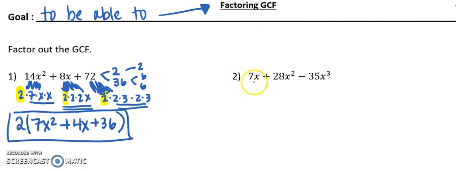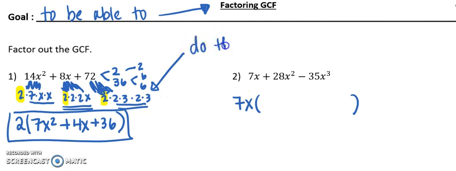Okay? So let's go over here and look. What's the biggest number that goes into 7, 28, and 35? So you can break it up like this, but I'm going to go ahead and just go straight to it. It's going to be 7. And then look, this has an x, this has an xx, and this has an xxx. So they all three would have an x in common. Remember, do this if you're confused. So if you don't see it, do that.